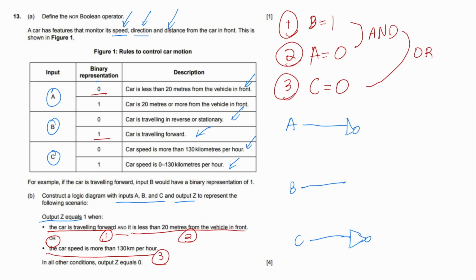The reason we're doing this is because we want our output to be Z equals 1 in the given condition and Z equals 0 in any other conditions. For this situation, we're going to unite A and B by an AND gate, and that's going to be united with C by an OR gate, and that's going to go out to our output, which is going to be Z.